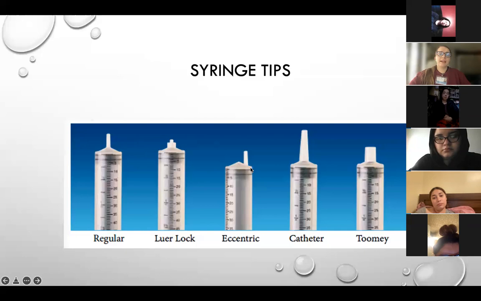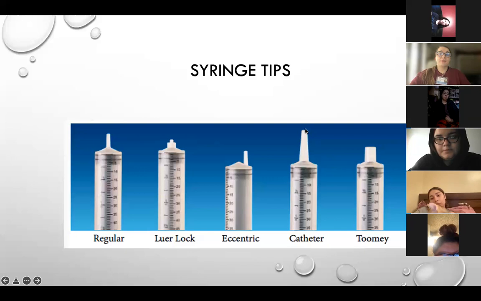Now the eccentric, like I said, the tip here is actually located off to one of the far sides. So it's not directly in the center like a regular tip is, it's off to the side. And that's mainly just for giving subcutaneous fluids and injections. It's not used very much. It's kind of a preference thing. You'll see it more commonly in integrative medicine, rehab, things like that, where the patients may need a lot of sub-Q fluids.